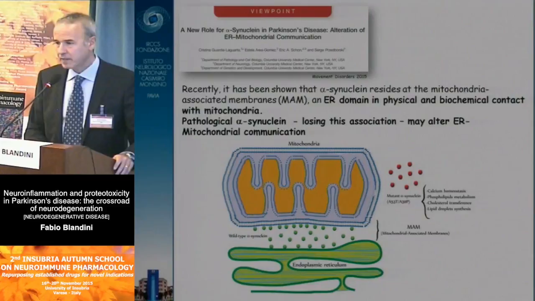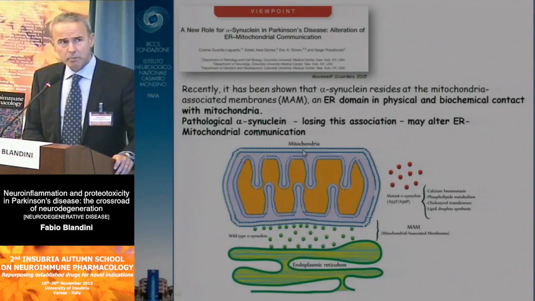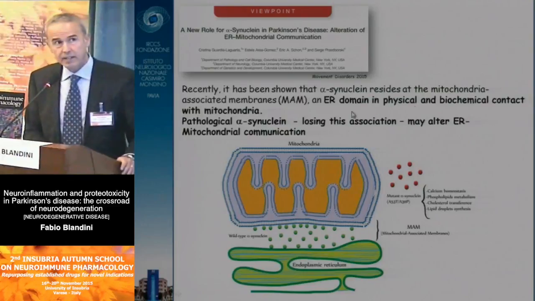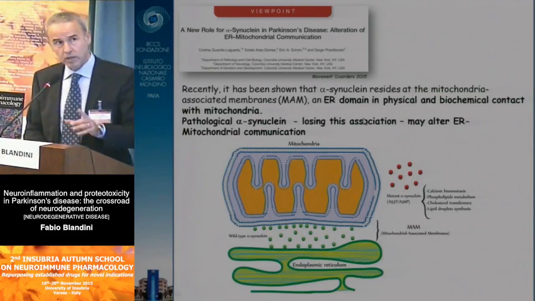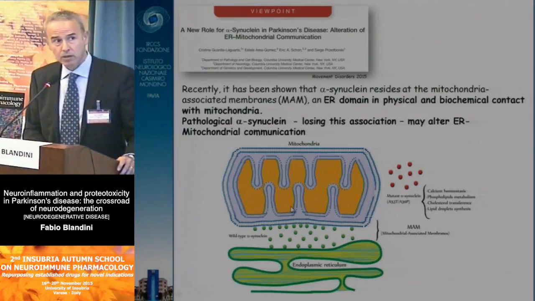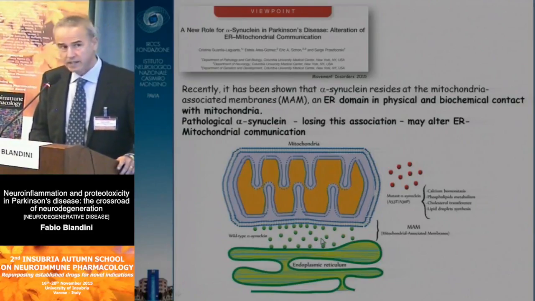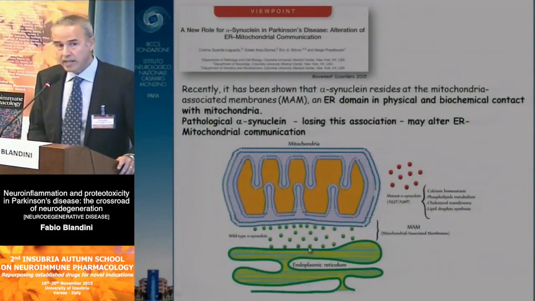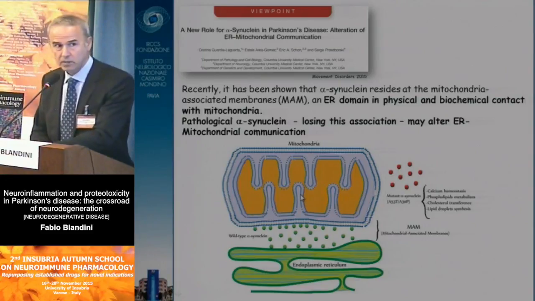Another interesting finding, quite recent, is that synuclein probably resides at a specific intracellular site, the MAM, the mitochondria-associated membrane, which is a physical domain that puts the endoplasmic reticulum into physical contact with mitochondria. One of the most recent ideas is that this is the house of alpha-synuclein. Pathological alpha-synuclein loses its association, and this may alter the endoplasmic reticulum-mitochondria communication, with a cascade of consequences you can imagine.